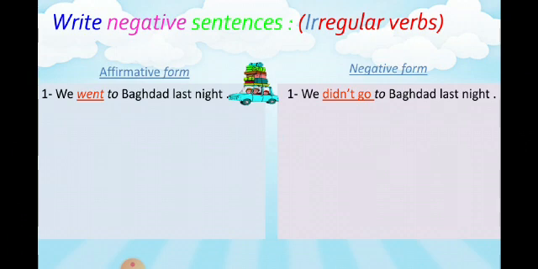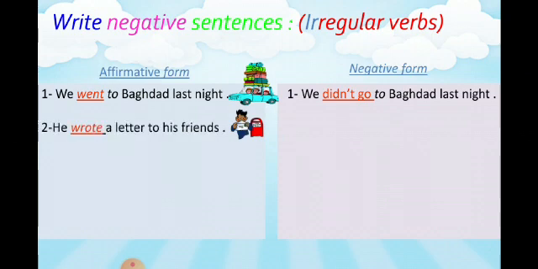We put didn't after the subject of the verb. Then we change the verb into a base form. تم إرجاع الفعل إلى أصله. الخطوة الثانية أيضا، لكن هنا without removing ed. لا توجد ed لحذفها، وإنما شكل الفعل يتغير. went أصبح go.